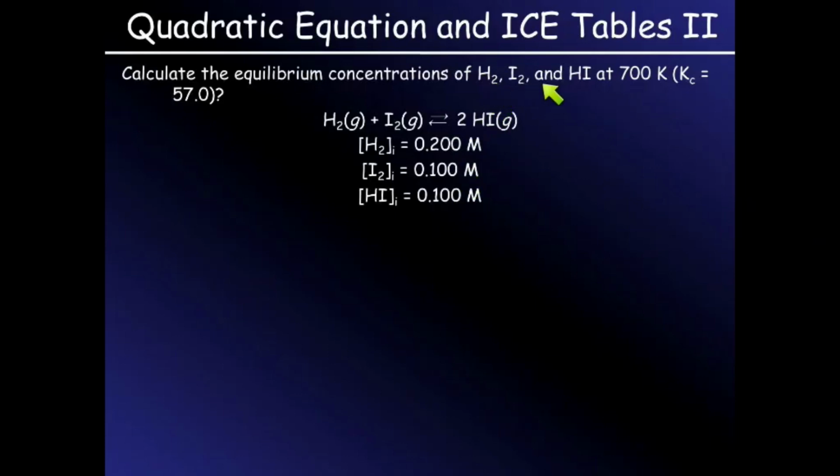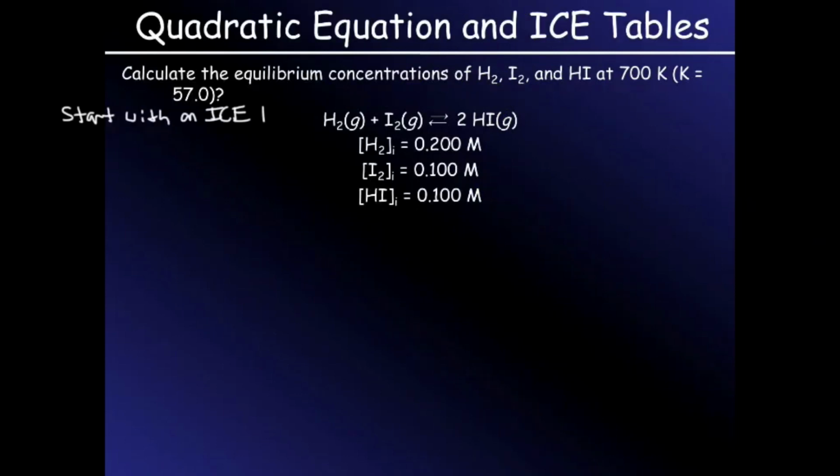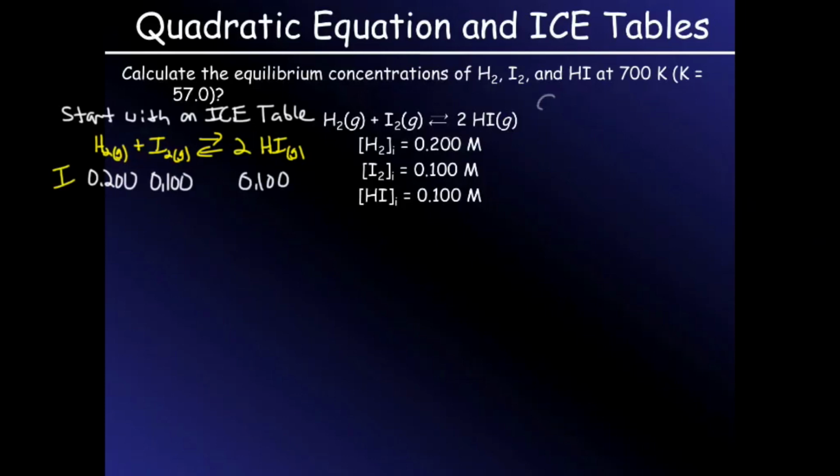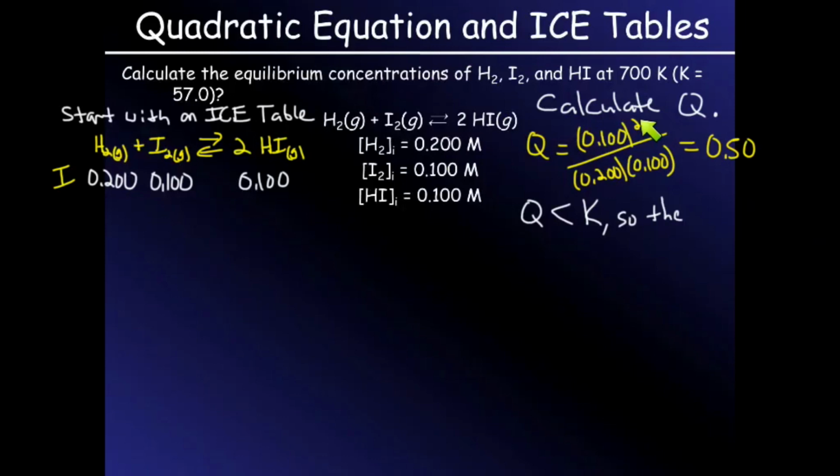We have initial concentrations. We're asked to solve for equilibrium concentrations. We'll start with the ICE table, write the chemical equation and the initial concentrations that we've been given, and then solve for Q. We'll take the hydrogen iodide concentration, initial, square it, and the other two concentrations in the denominator. We get a Q value of 0.5.